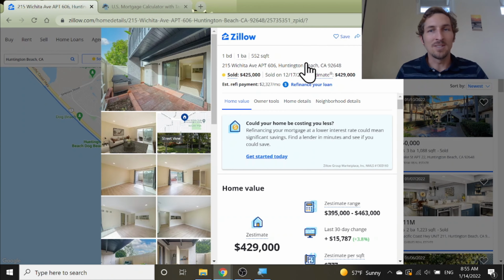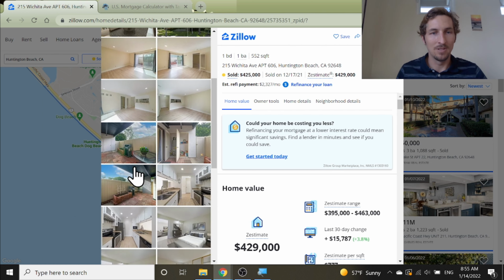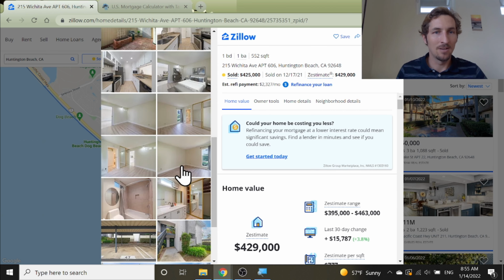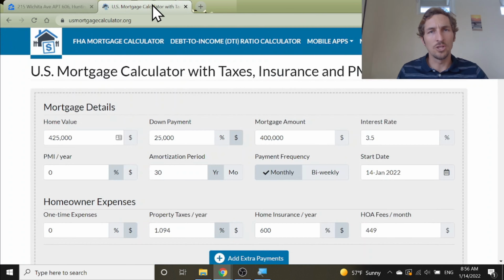So I've picked a subject property here. This one's in Huntington Beach. It is a 1-bed, 1-bath condo here. And it's a nice spot. It's got a little patio to hang out on. It's got a nice living space here. And we see it's got a great kitchen, a little bedroom area, which is right here. So nice spot, good starter home for the area. And we see here it has sold for $425,000. So let's take a look at the mortgage calculator now.